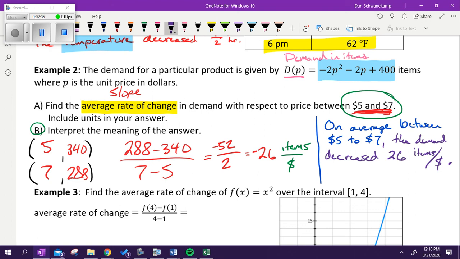Think about this. Okay, if I tried to sell you something for $5, you might buy it. But if I changed it to $7, less people might buy it. The demand, the amount of people that wanted it, decreased 26 items per dollar. So when you raised it $2, 52 less people wanted to buy it during that time interval. On average, a time interval, what changed, how did it change, and the number with the units. Questions on something we did today? Not too hard. All right.